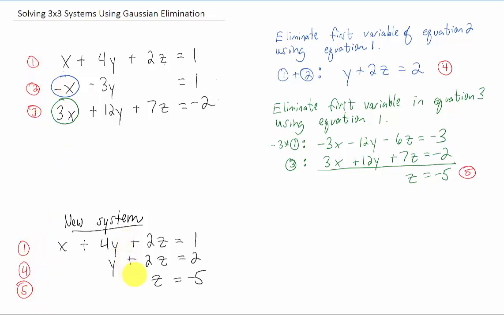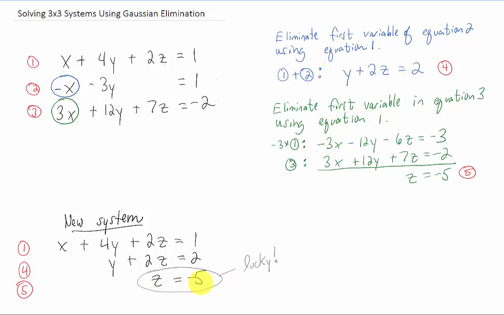Now what happened in this example was actually pretty lucky. In general, what happens is equations 4 and 5 become a system of two equations and two unknowns because you've eliminated your x's. So typically there would be a y term right here, and you would solve these two equations for y and z. Then you would take those solutions for y and z and plug them into the first equation to find x. Now we got lucky here because equation 5 just left z by itself.